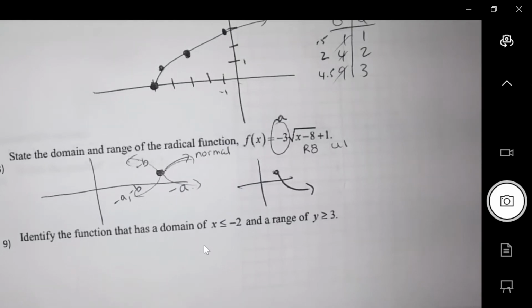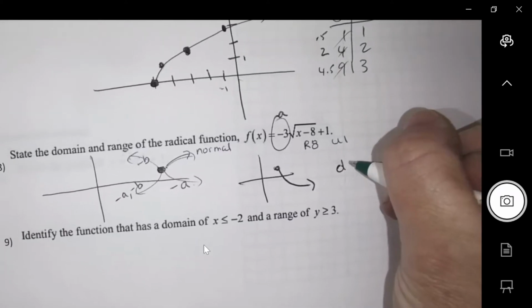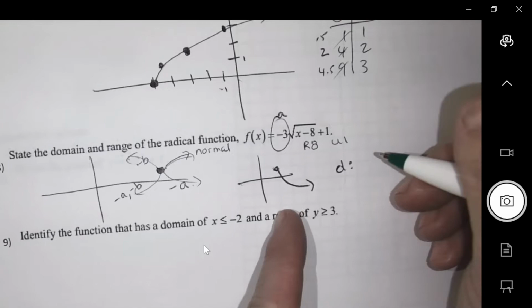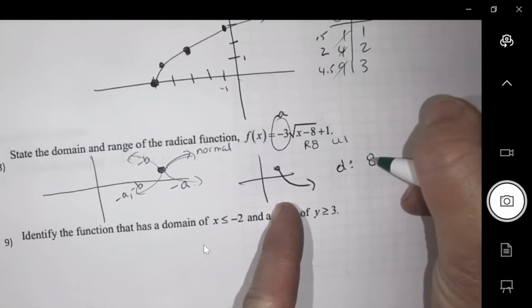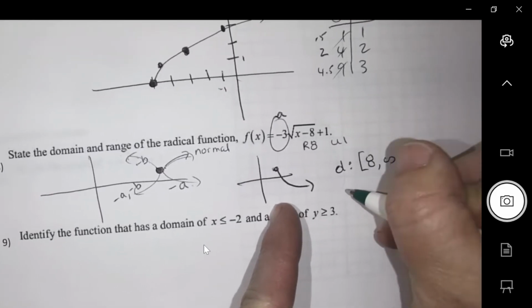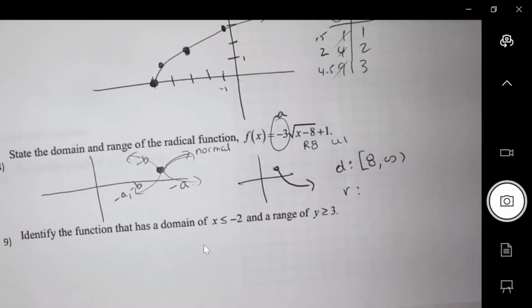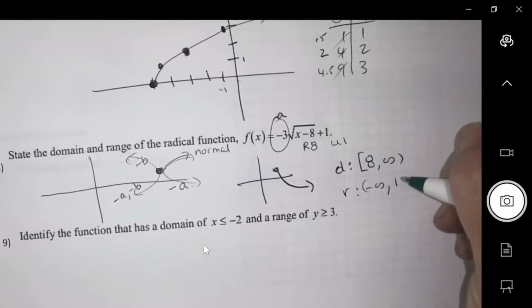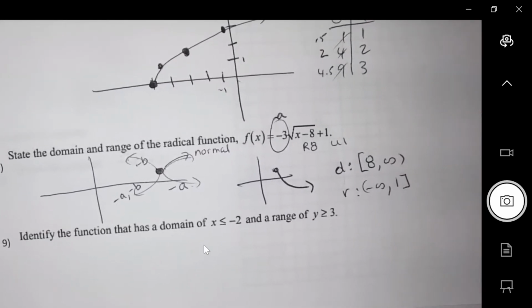So what is the domain? How do I write that domain? 8 to infinity, and the range, negative infinity up to 1.